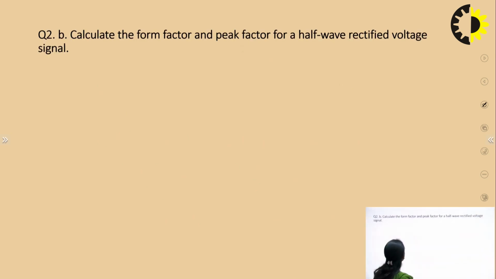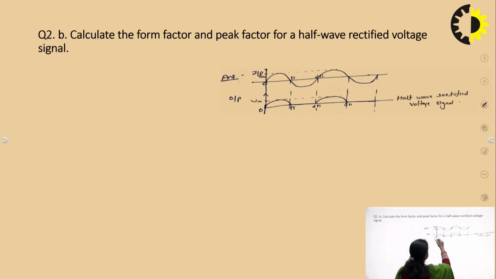Now, coming to the next question: calculate the form factor and peak factor of the half wave rectified voltage signal. So, this is the sine wave. After this sine wave passes through the half wave rectifier, we know that we will get only the positive cycle and the negative cycle will not be there, right? So, we have to find the form factor and peak factor. Before finding them, we should know the average value and the RMS value, because by using RMS and average value only we can find out the form factor and the peak factor, right?